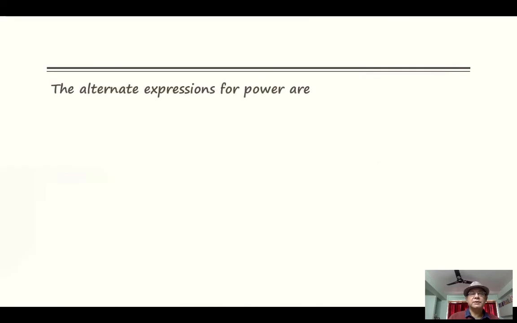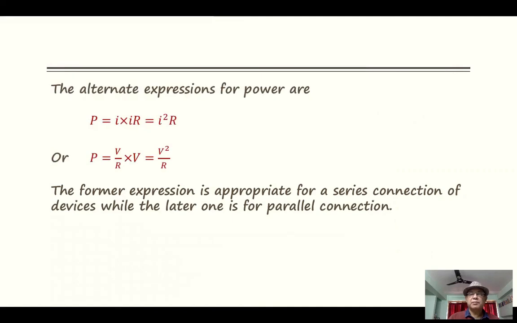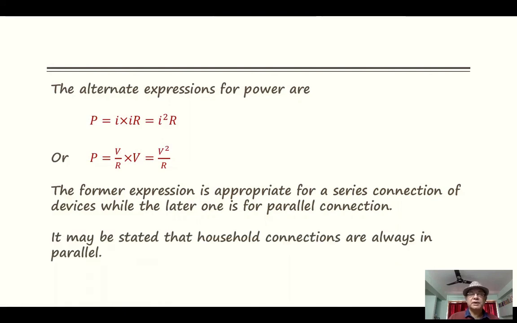The alternate expressions for power are P equal to I into IR equal to I square R, or P equal to V by R into V equal to V square by R. The former expression is appropriate for a series connection of devices, while the latter one is for parallel connection. It may be stated that the household connections are always in parallel.